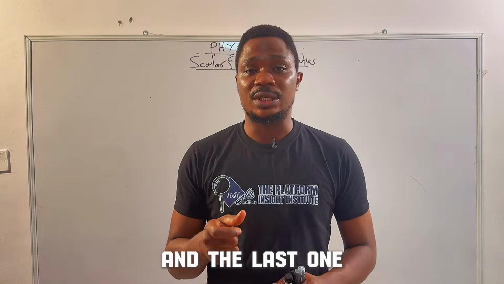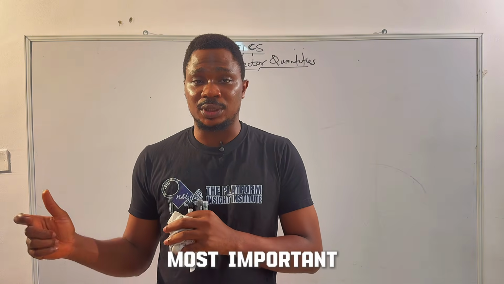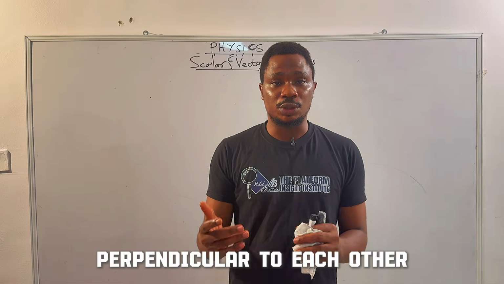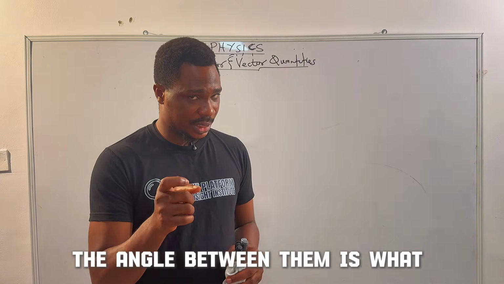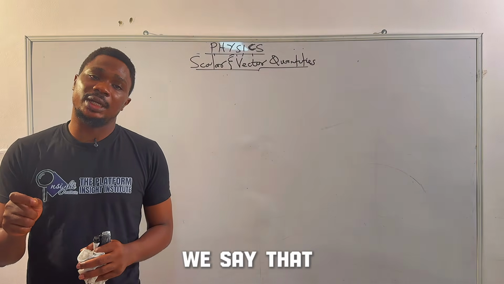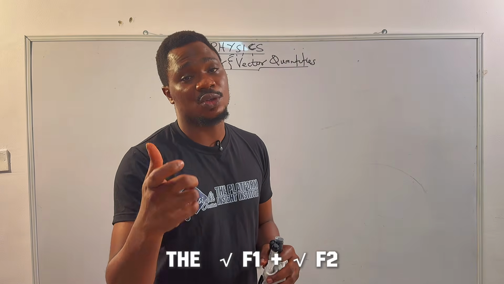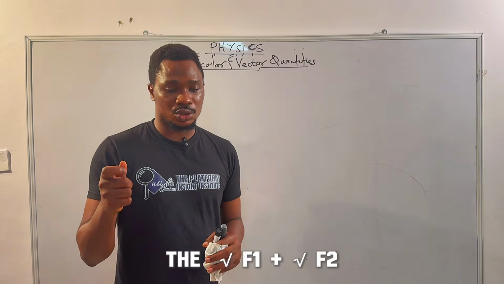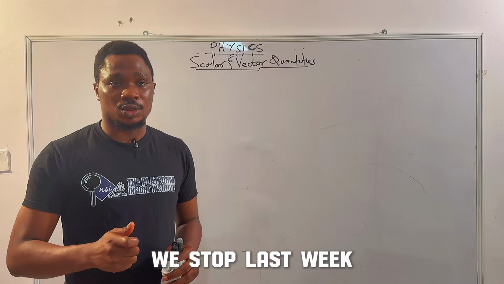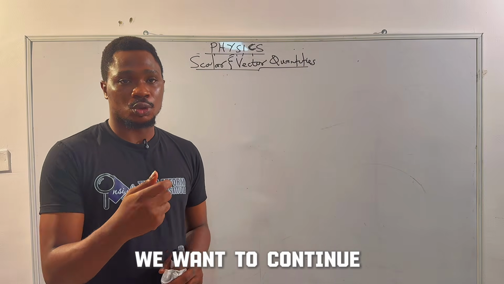And the last one, which is one of the most important, is when they are perpendicular to each other. The angle between them is what? 90. Thank you. From there, we say that the resultant is just the square root of F1 squared plus F2 squared. Now, that was where we stopped last week, and from there we want to continue.